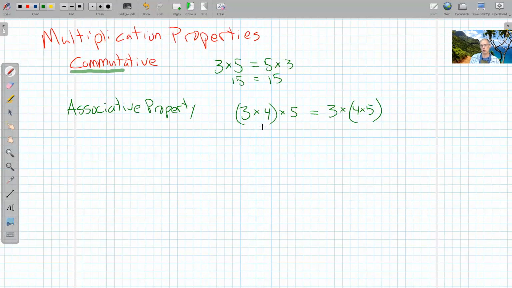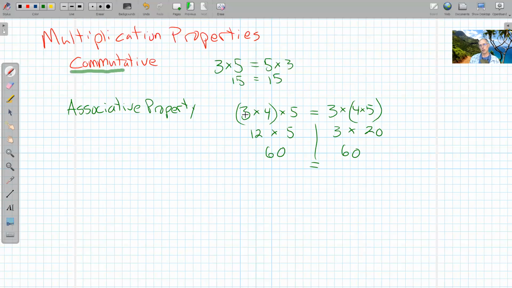So this is the first association. 3 times 4 is 12. 12 times 5 is 60. Over on the other side here, the 4 and the 5 chose to associate first, which gives me a 20. And then we go and meet over with 3. 3 times 20 is 60, right? I get the same answer either way.